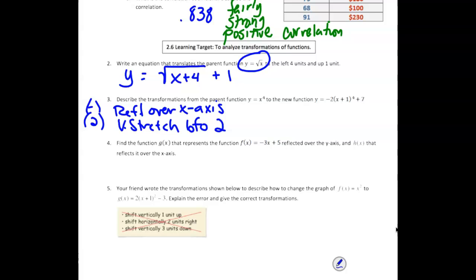What is the 1, the plus 1 that we see in our equation? Left 1. And then what does the plus 7 on the outside do? Up 7. All right. So this is the first step, second, third, fourth. Okay? That's the order that I would expect to see them in.